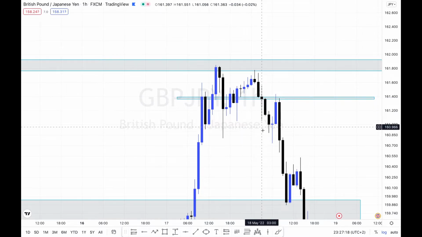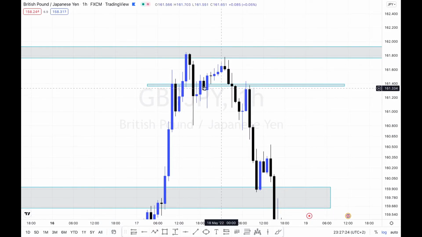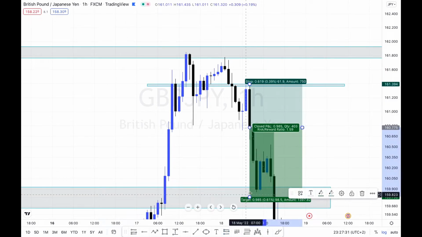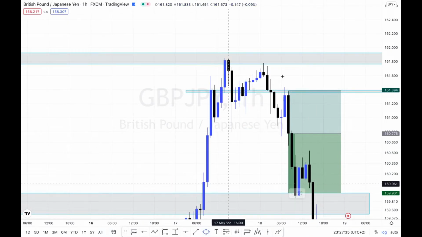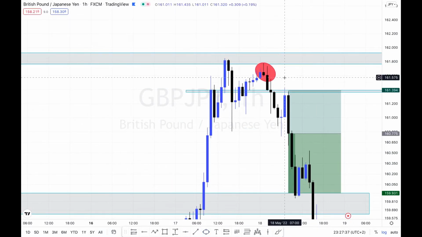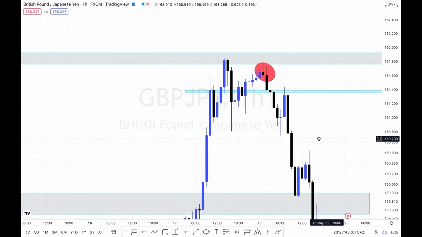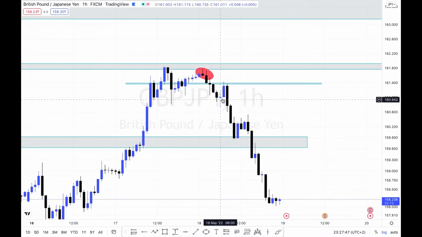So what I would have done personally, depending on the type of day I've had, I would have waited for price to break under here, then retest it, then I would have maybe taken this entry. But this is being over responsive, right? Because this was another entry, right? So this would have been another potential entry, but this would have been a safer entry. You guys understand?